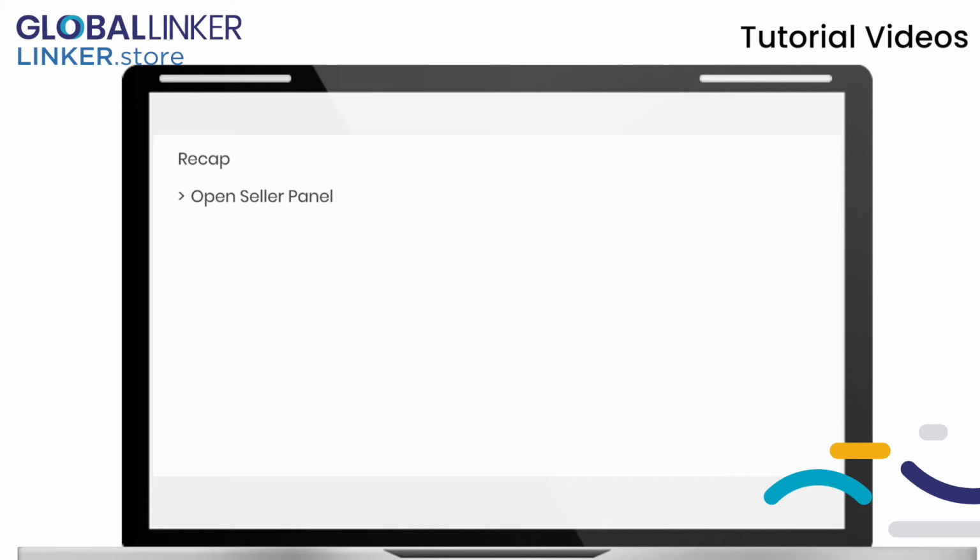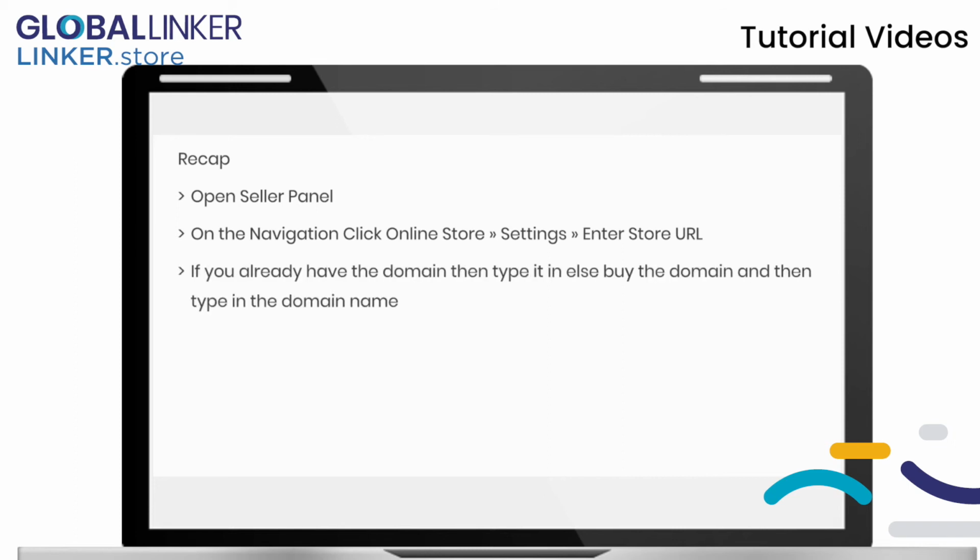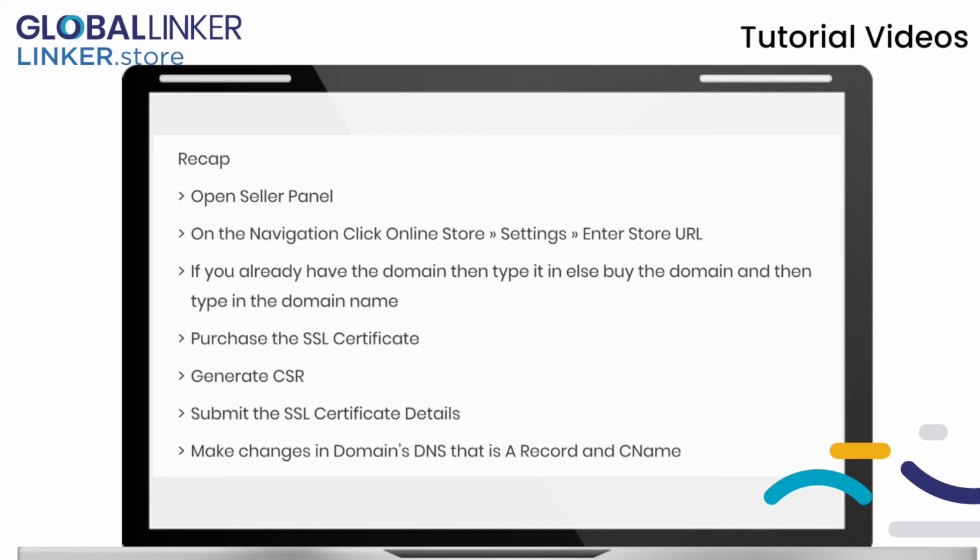You have to open the seller panel of your online store, then navigate onto online store setting and enter store URL section. There, the first step is to type in your domain name. In case you don't have a domain name, you can buy it from there. The next is to purchase SSL certificate, that again you can buy at discount. Then generate CSR, then submit SSL certificate details, then make changes to the domain DNS, that is A record and CNAME. If you have done all this, your online store will be now live on the custom domain.